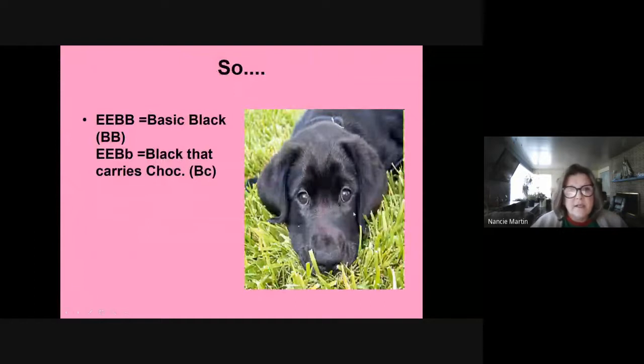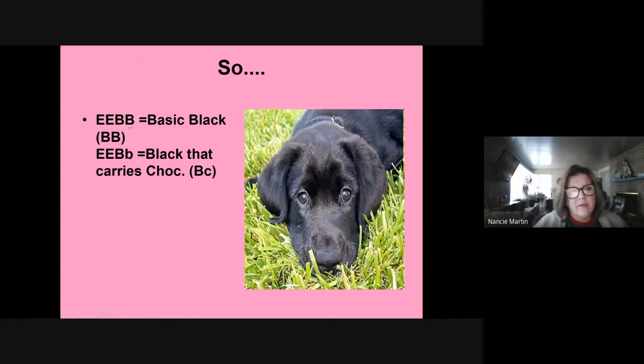So just to sum it up, here's all the different genotypes that are possible. So we've got big E, big E, big B, big B. Well, I did it the other way before, but it doesn't really matter which way. I think the other way would maybe be preferable because it's best to put them in alphabetical order, but it doesn't really matter. So in this case, we've got a basic black.